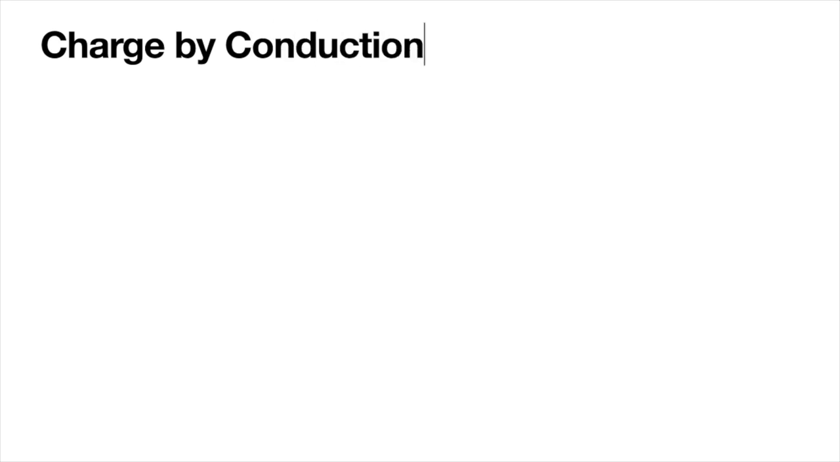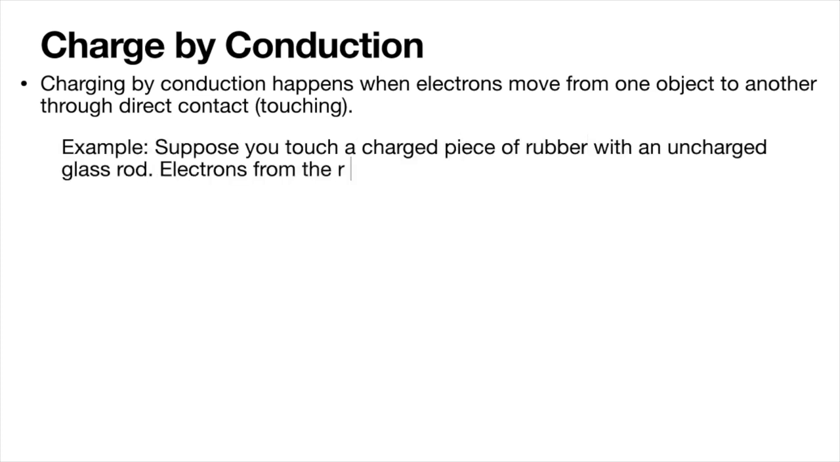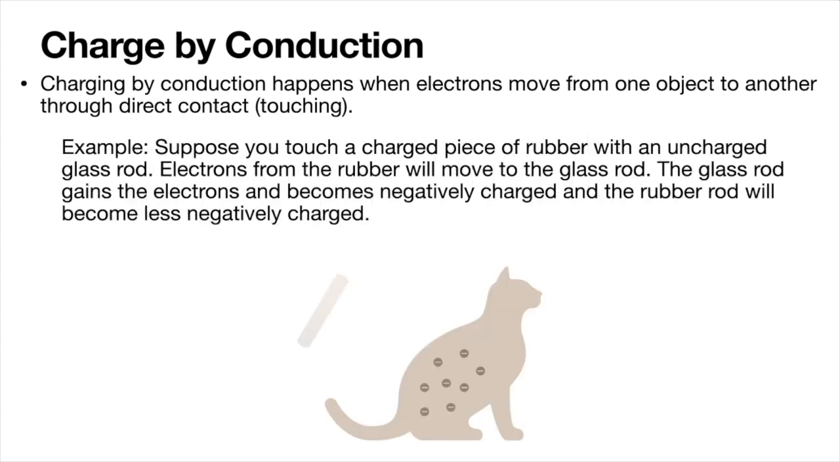Charge by conduction. Charging by conduction happens when electrons move from one object to another through direct contact, touching. Example: suppose you touch a charged piece of rubber with an uncharged glass rod. Electrons from the rubber will move to the glass rod. The glass rod gains the electrons and becomes negatively charged, and the rubber rod will become less negatively charged.